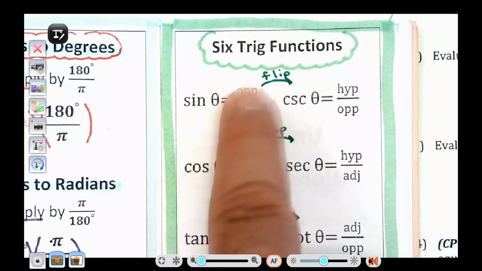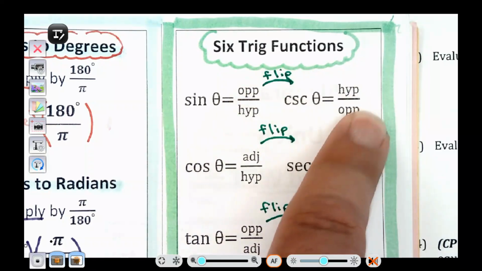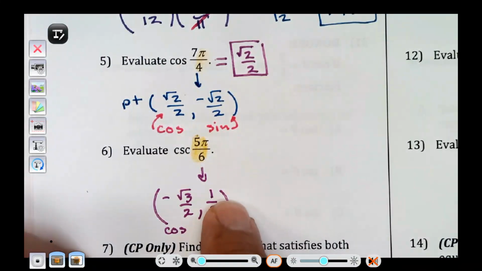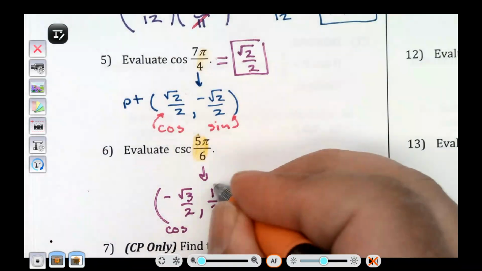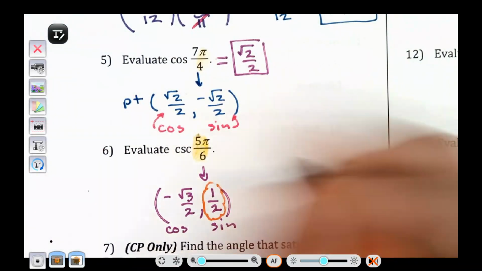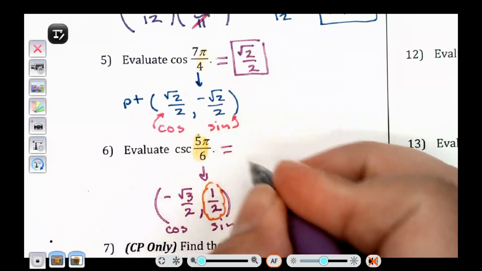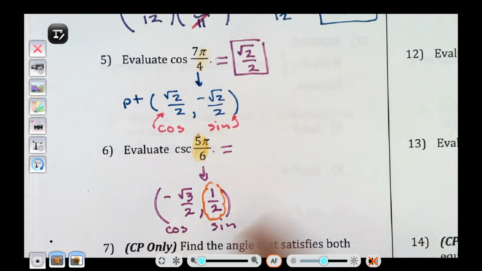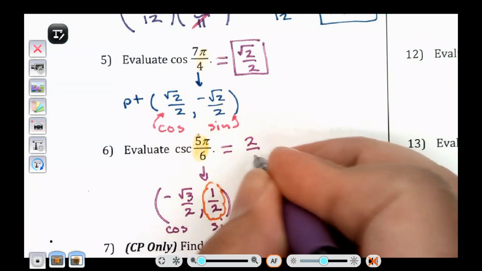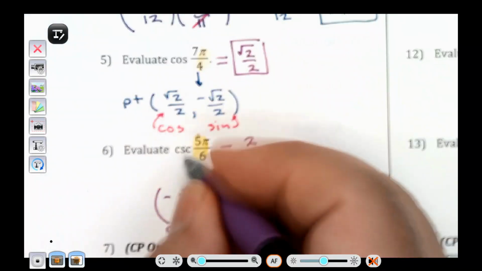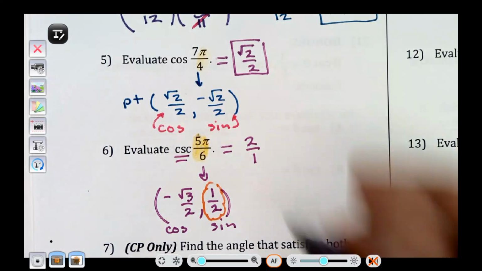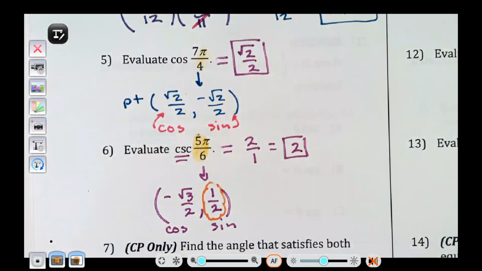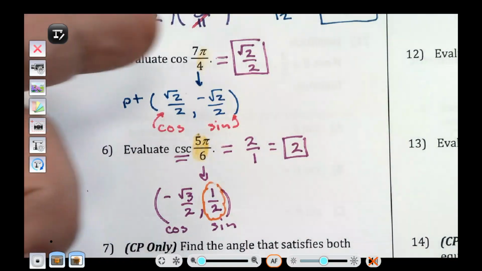So whatever sine is, all I have to do is flip it over. Well, I know what the answer for sine is. The answer for sine is 1 over 2. Then the word wall is telling me to flip it over, and it's just 2 over 1 because it said cosecant. So I'm just going to write 2, because 2 over 1 is something I would never write. But again, these are very straightforward.